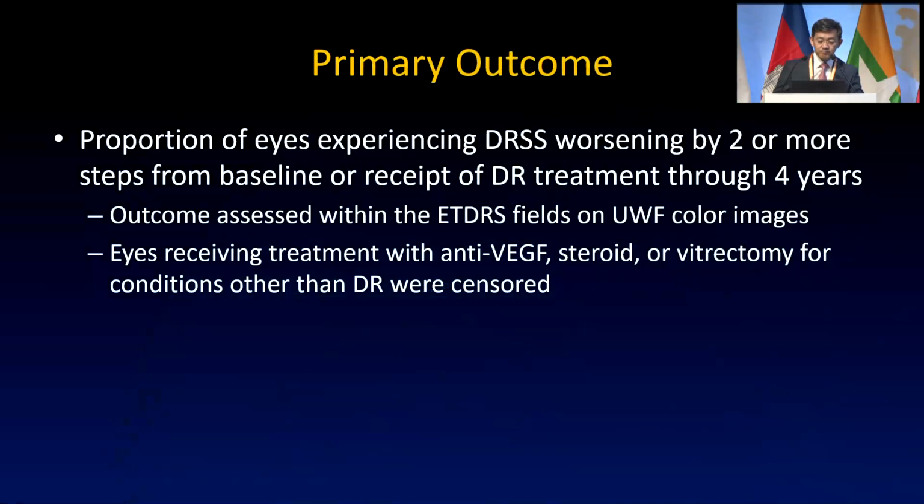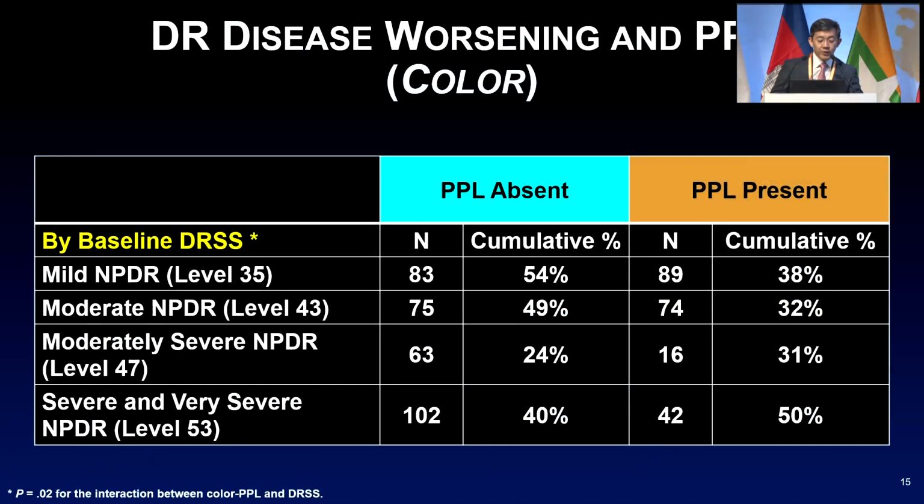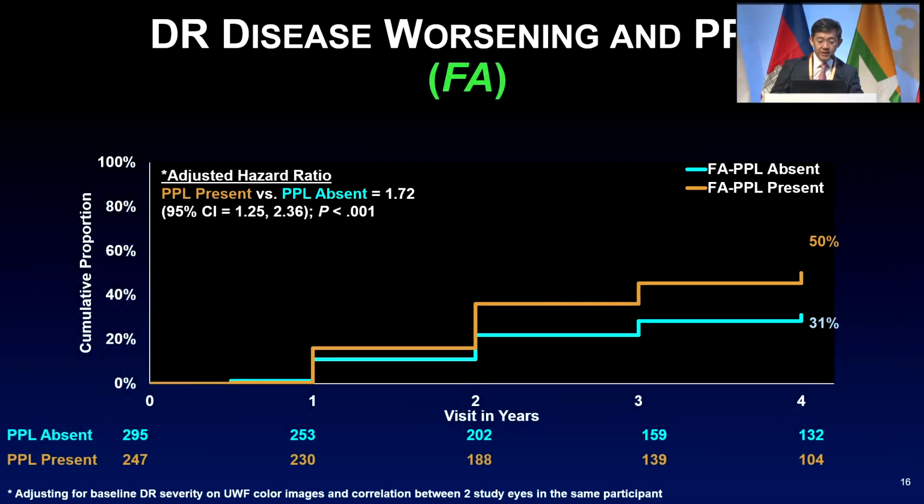So the primary outcome of Protocol AA was the proportion of eyes experiencing DRSS worsening by 2 or more steps from baseline or receipt of treatment through 4 years. It's important to emphasize that the outcomes were assessed within the ETDRS fields using ultra-wide field images. So this graph shows disease worsening in PPL, showing no difference in the rates of progression. However, when looking at eyes with more severe DR levels, the presence of PPL on color was associated with a higher risk for progression. This graph shows DR worsening and PPL identified on FA.